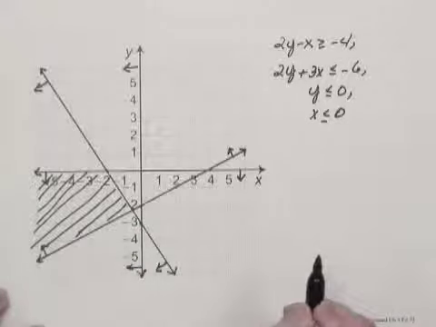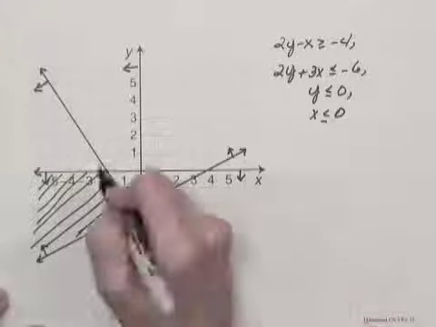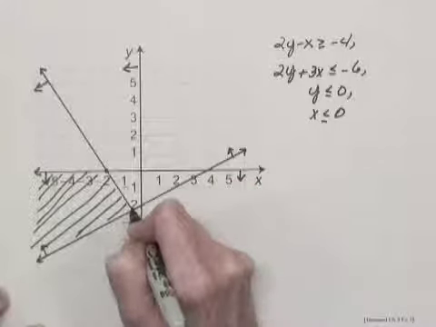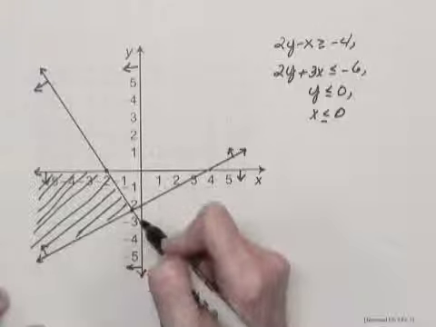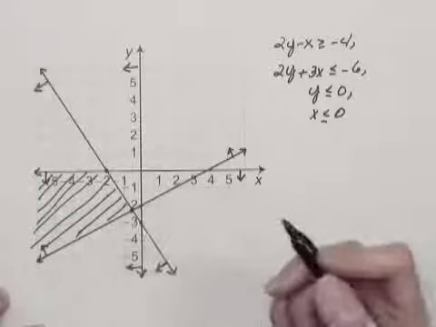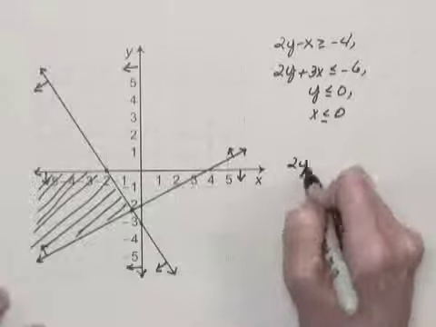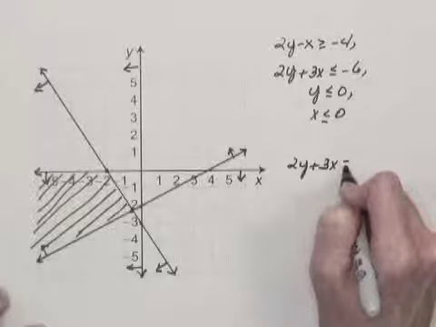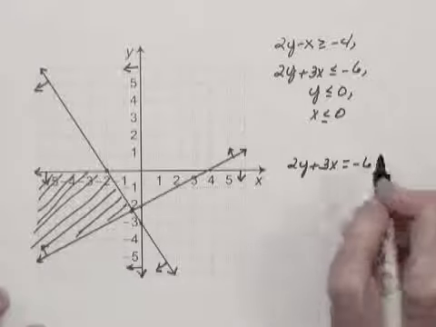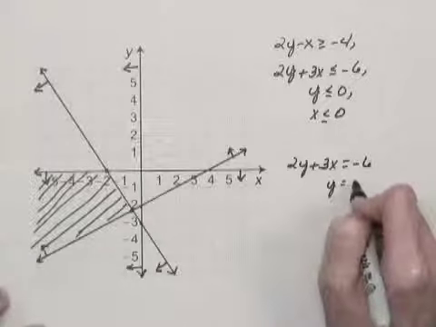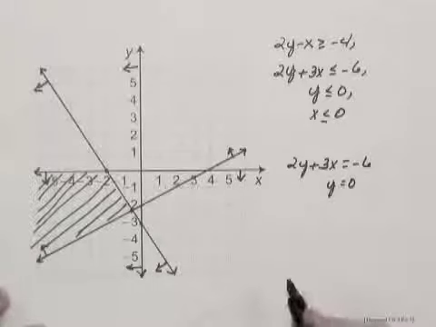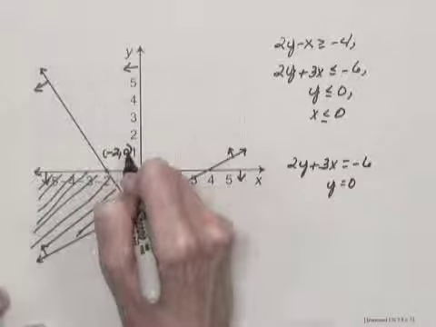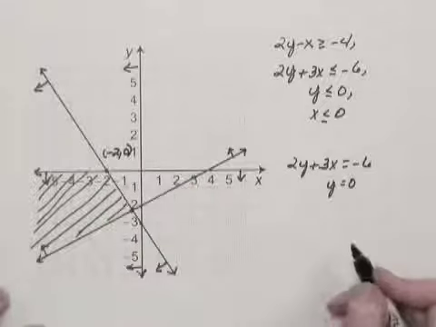To find the vertices, let's see how many. We have a vertex right here, and we have a vertex right here. To find this vertex, we would solve the system of equations, I misspoke, not inequalities. 2y plus 3x equals negative 6, and y equals 0, and that will give us the point (-2, 0), which is this vertex. We always solve a system of related equations when we're finding coordinates of vertices.